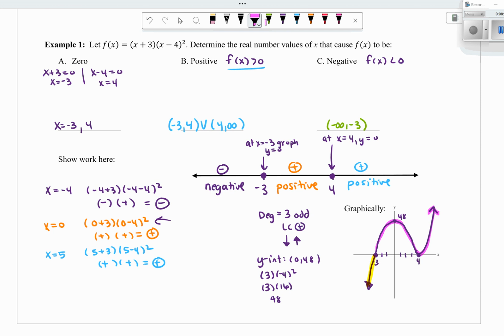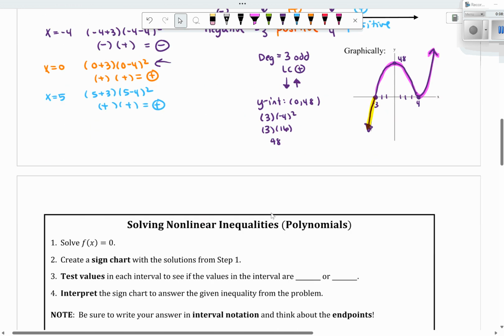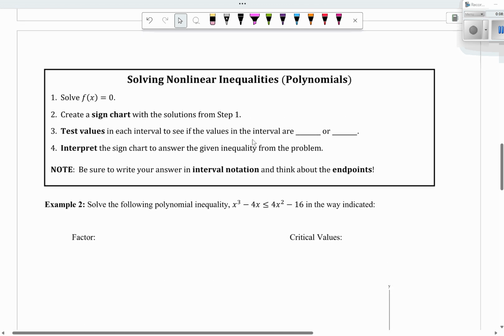So again, you can look at this algebraically or graphically, and we're going to be practicing this next assignment to do it algebraically without our calculator. But again, you can think about it kind of like this. So when we're solving nonlinear inequalities or polynomial inequalities, we're going to first make sure f of x is equal to 0, and we're going to solve that to find the zeros. We're going to create a sign chart with the solutions from step 1, test the values on each interval to see if the values are positive or negative. And then we're going to interpret the sign chart to answer the given inequality for the problem. And then be sure to write your answer in interval notation and think about your endpoints.